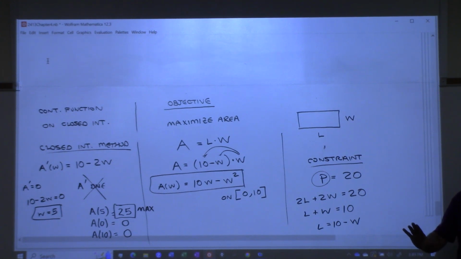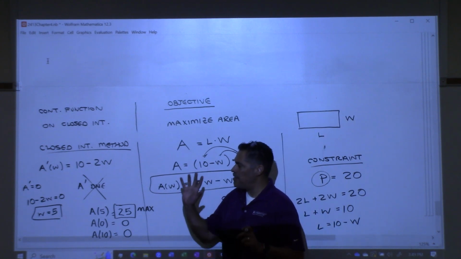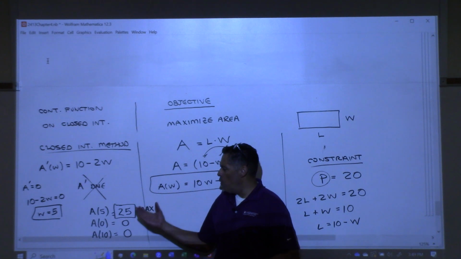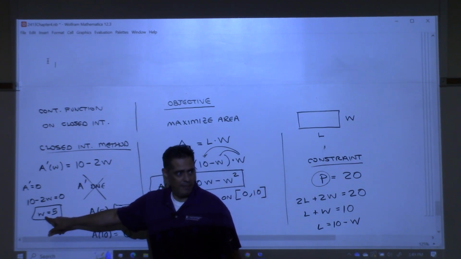All right, have I answered the questions? All right, so we still need to answer the question. The question was to find the dimensions. We know that this is the maximum area you can get, 25. When does it happen? When W is 5, right?